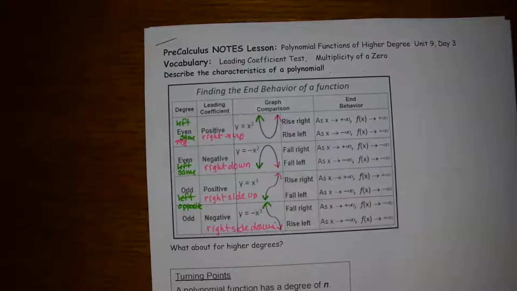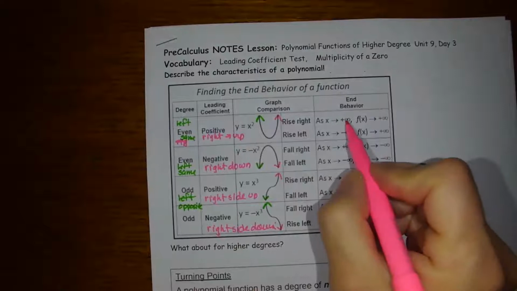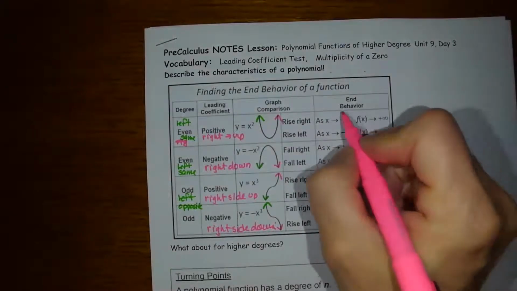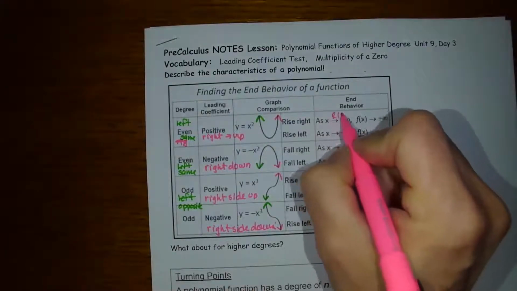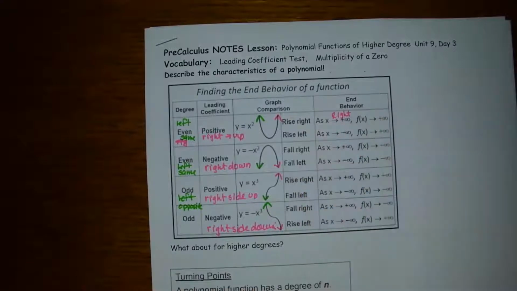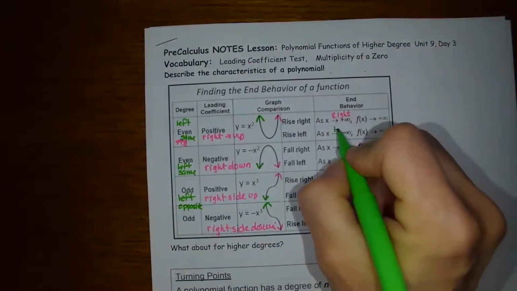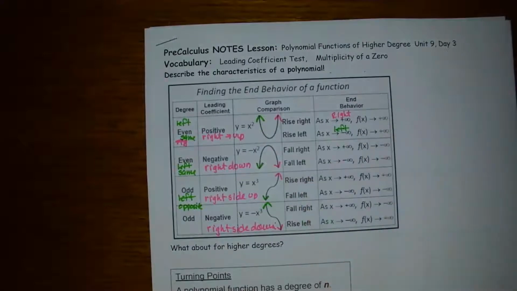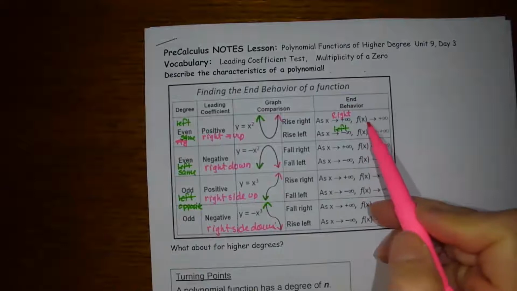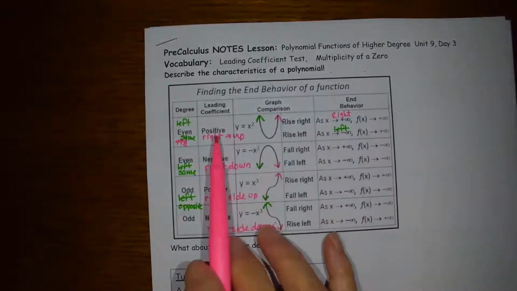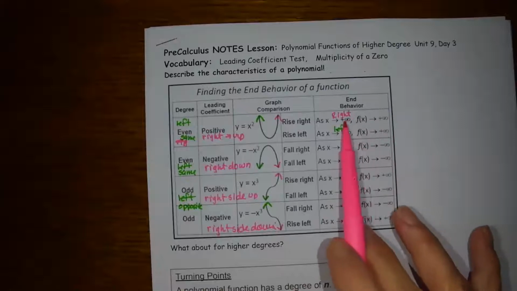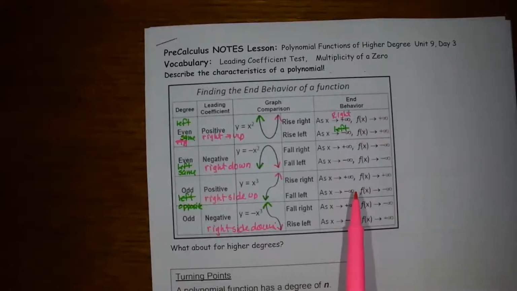We don't use all these words in math, though, do we? We say, as x approaches positive infinity, this is the right side. As x approaches negative infinity, that's the left side. That's how we say right and left in math, right? Then we say y goes, so if it's even, these two are going to be the same, right?